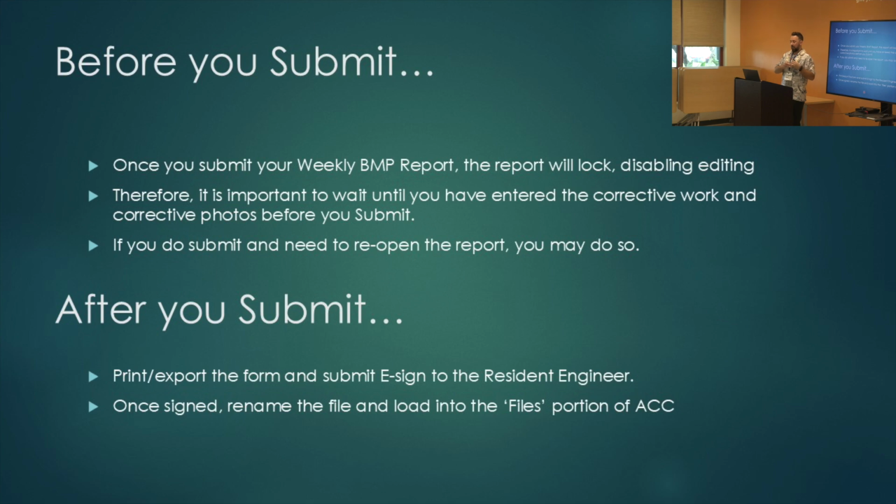And then if you do accidentally submit it before, you can undo that and then still be able to edit it. And then after you submit it, you would print, export the form, and submit for the e-sign to the RE, or however that part's handled. I know different REs do it differently. Some like to do the e-sign, some like to do an approval directly out of ACC. So you just work that out with your resident engineer on exactly how they want to go about doing that part.